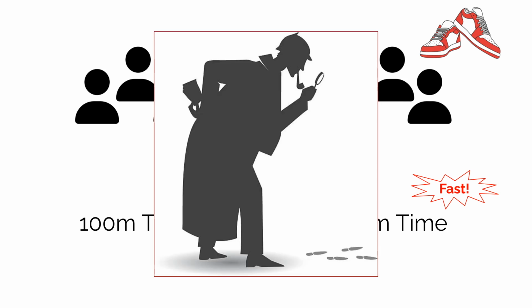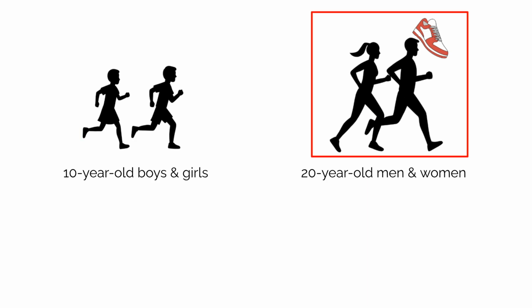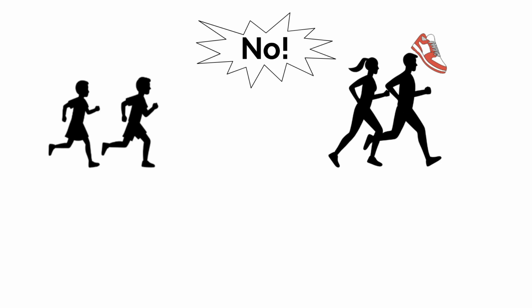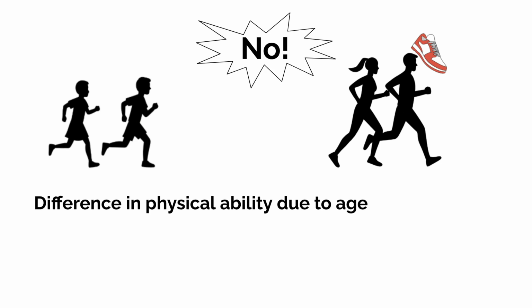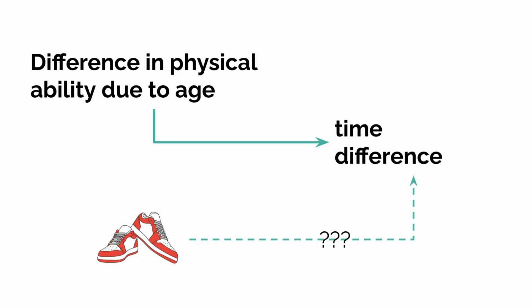By chance, you were able to talk to the people who participated in this experiment. It turns out, looking at the details, that there was a difference in the average age of the two groups. The control group consisted of boys around 10 years old, while the treatment group was made up of young men around 20 years old. From this result, can we conclude that the shoes make you run faster? The answer is no. The reason is clear. The difference in physical ability due to age is considered a factor in the time difference, and whether the special shoes contributed is not certain. The result would be the same even if the special shoes had no effect.